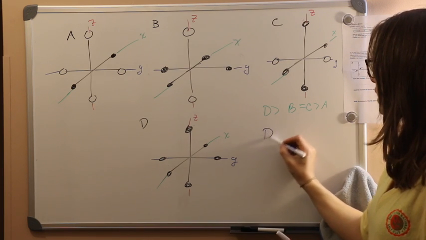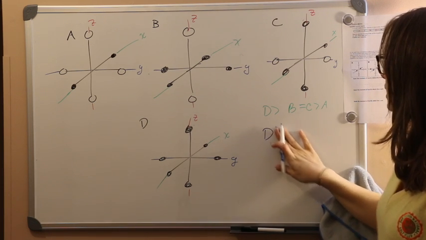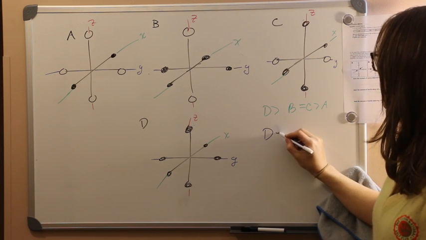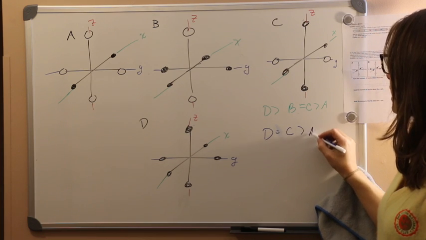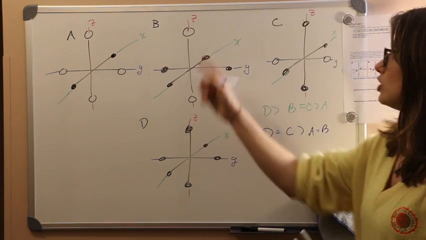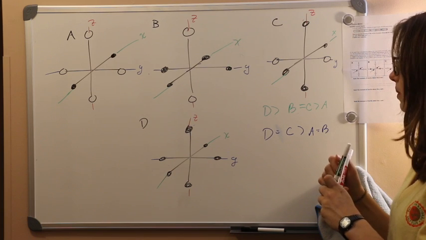So for our y-axis ranking, again we have D, but now it's actually tied with C, which are each greater than A, which equals B. Those are the same, each having 2 light and 2 heavy rotating around.